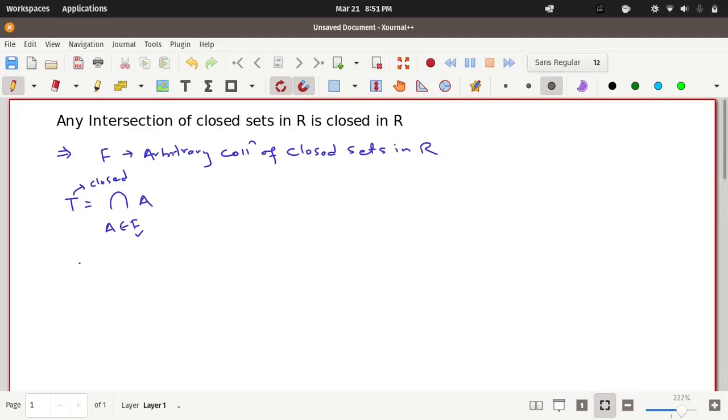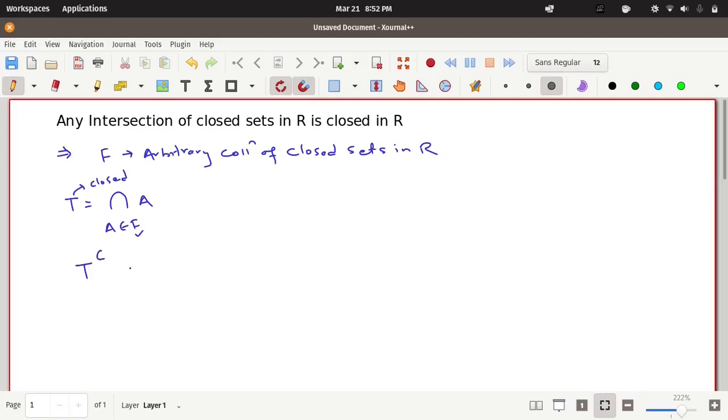To prove that T is a closed set, we are going to start with T complement. By the definition of a closed set, if its complement is open, then we say the set is closed. So we start with T complement, and we are going to prove that it is open, which will eventually prove that T is a closed set.